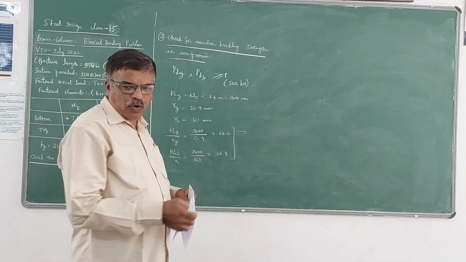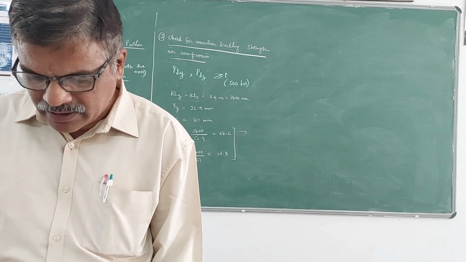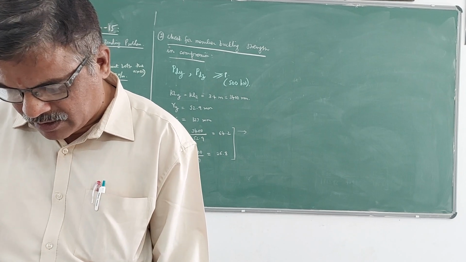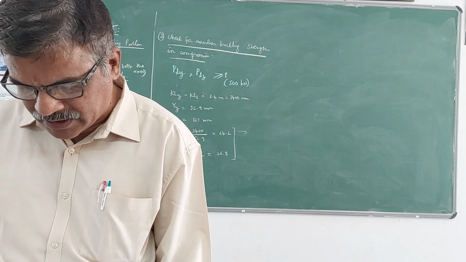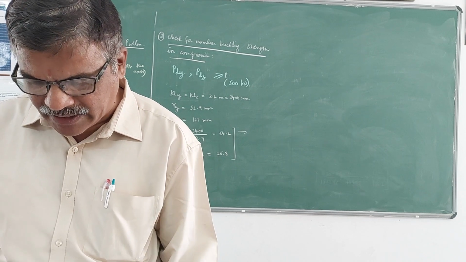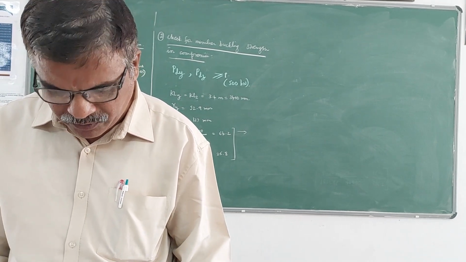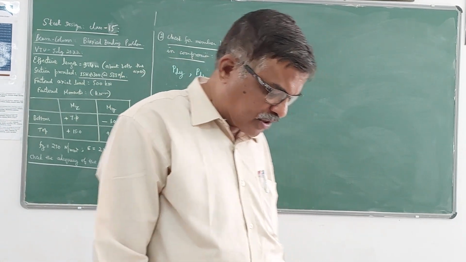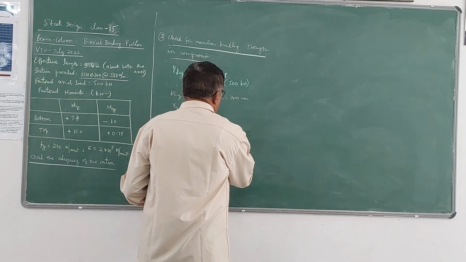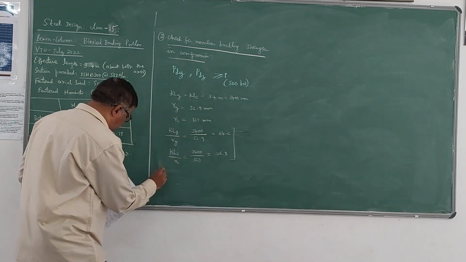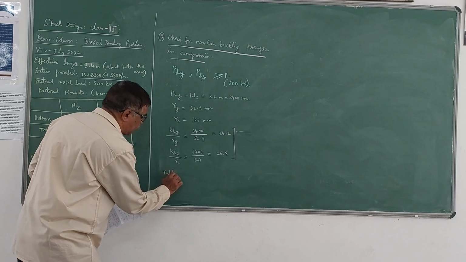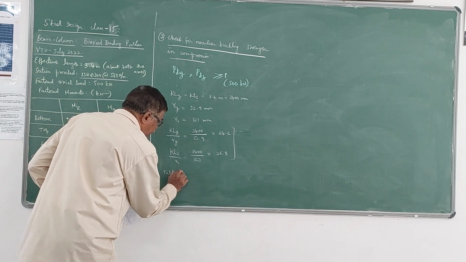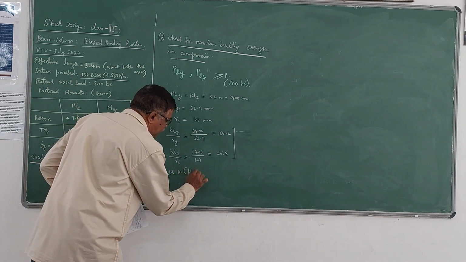Once you get these two values, you can refer to the table available in the code for compression. The table number and the buckling class number are given on page 44, as I explained in the last problem also. So you just refer to Table 10 given on page 44.